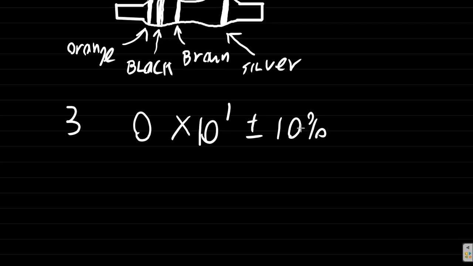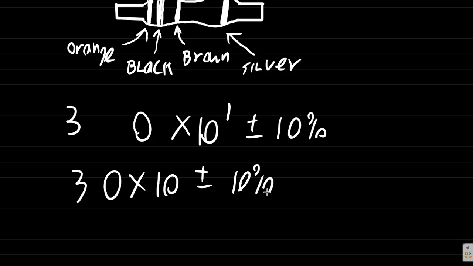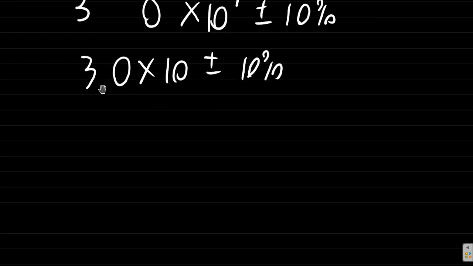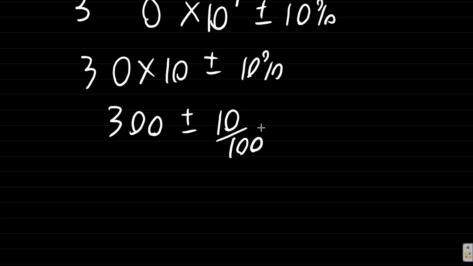Alright. Now what is the resistance of this resistor? It is 30 multiplied by 10 to the 1. 10 to the power of 1 is 10. Plus or minus 10%. So 30 multiplied by 10 is 300, plus or minus 10%, which is 10 per 100, 10 over 100. Alright?